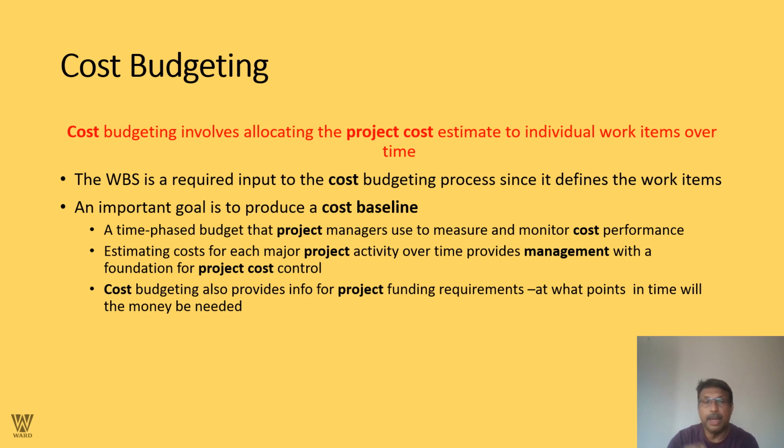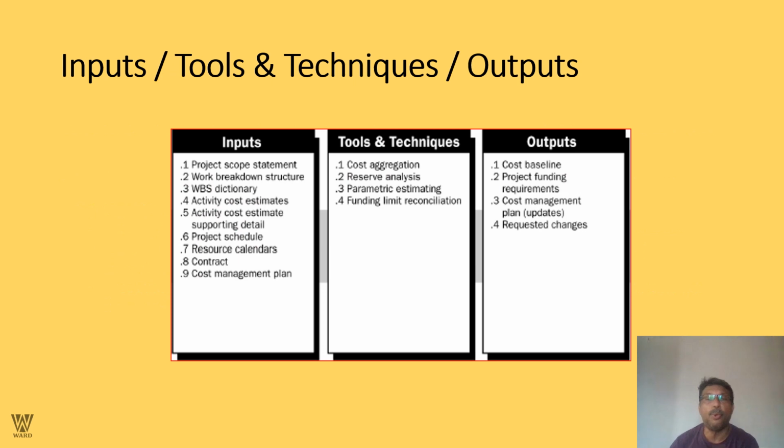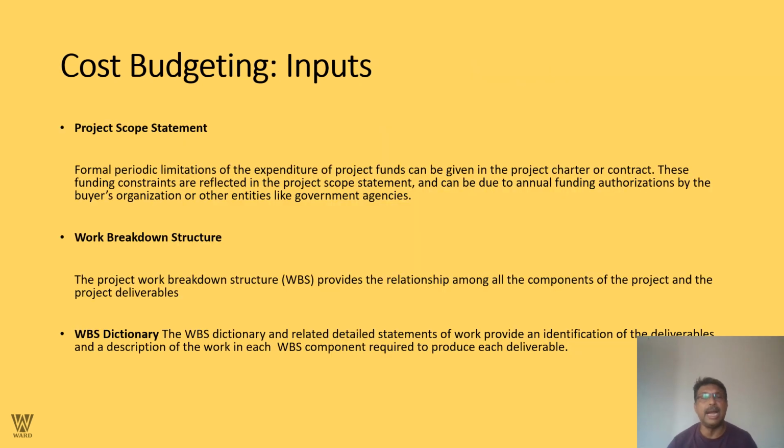Cost budgeting also provides for the project funding requirements: at what point, at what time, and where exactly the money will be required. So we have spoken about the inputs, the tools and the outputs, everything in tandem. We'll talk about budgeting as far as inputs are concerned. The project scope statement: formal, periodic limitations on the expenditure of project funds can be given in a project charter or contract. These funding constraints are reflected in the project scope statement too, and can be due to the annual funding authorization that comes along.